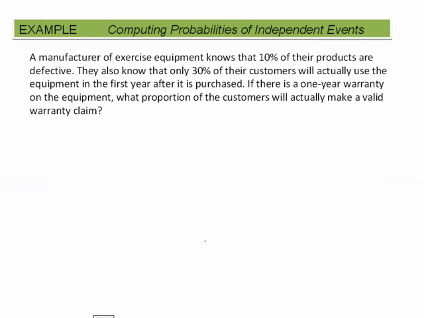Now, you have to think about this. To make a valid warranty claim, 2 things must happen. 1, that customer would have to have bought a defective piece of exercise equipment. 2, the customer would actually have to use the exercise equipment. Agree? And so what we're asking here is the probability that the equipment is defective and the equipment was actually used.